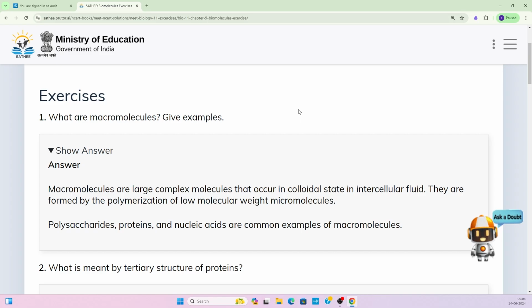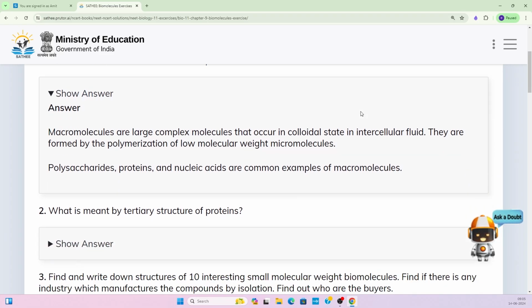So in nucleic acid, the monomer is the nucleotides. Here the nucleotides are micromolecules. Now nucleotides unite together and form the polymer of nucleic acid, right? That is the DNA or RNA. So macromolecules are the large complex molecules, whereas the micromolecules are the simpler form of the biomolecules.